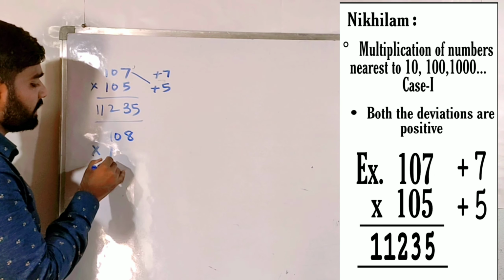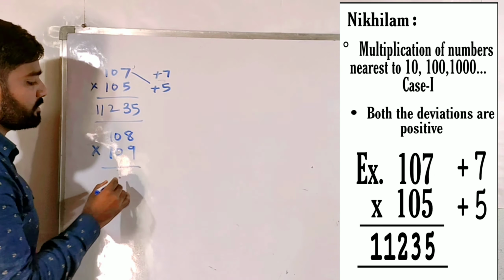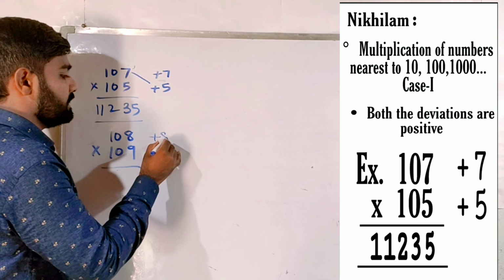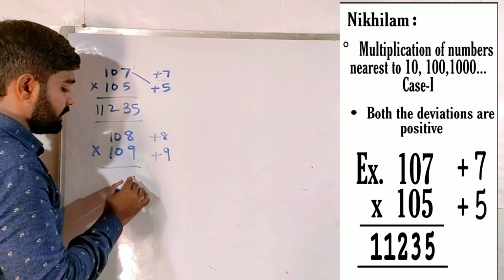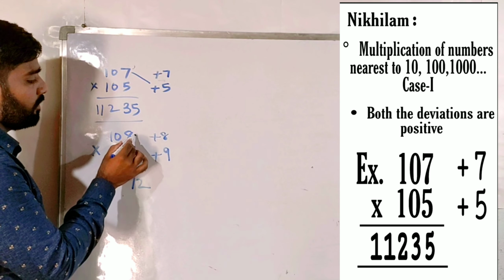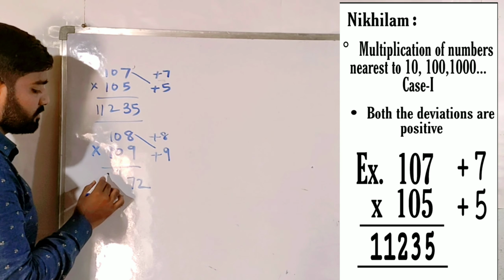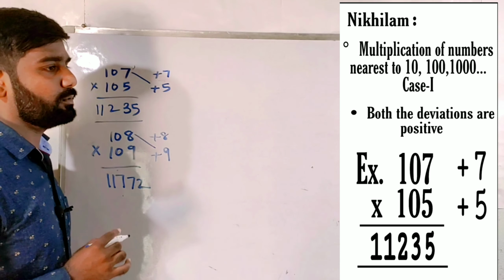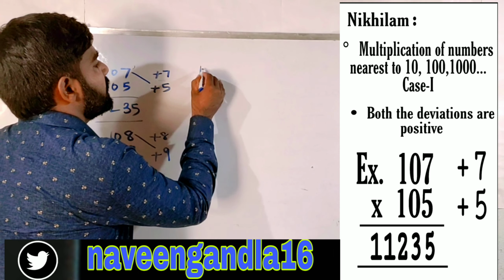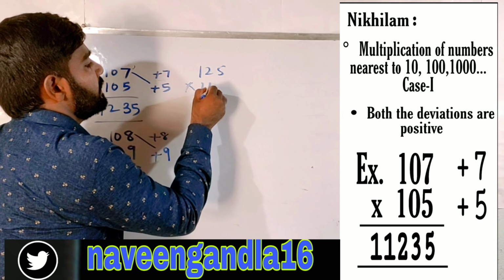108 into 109. First find the deviations. Here the deviation is 8 and 9. 8 9s are 72. And 108 plus 9 is equals to 117. The answer is 11,772. One more example, 125 into 110.